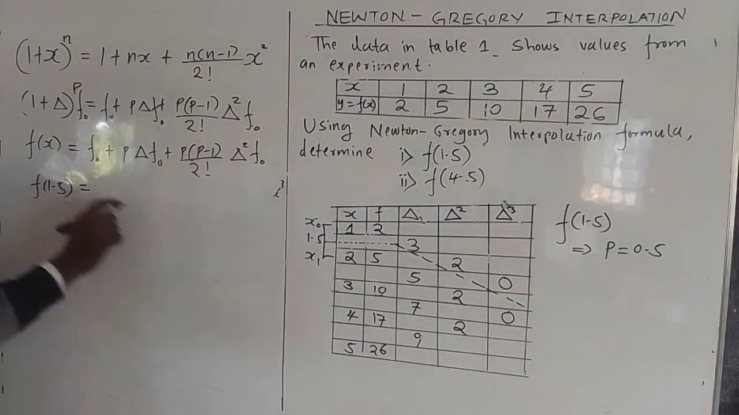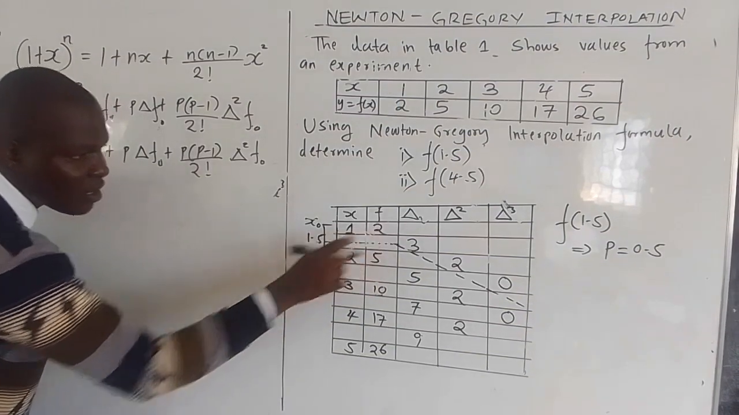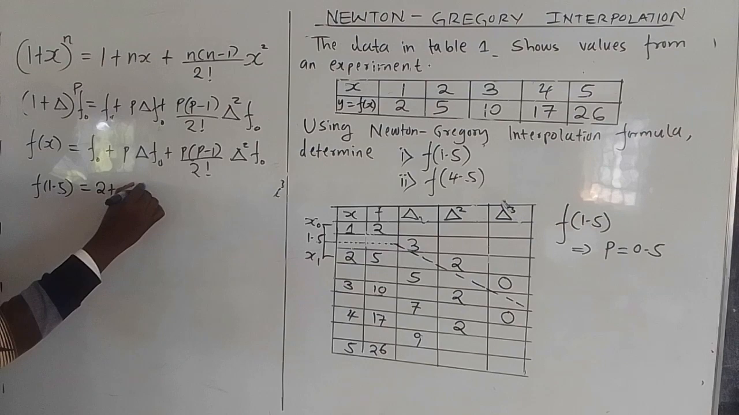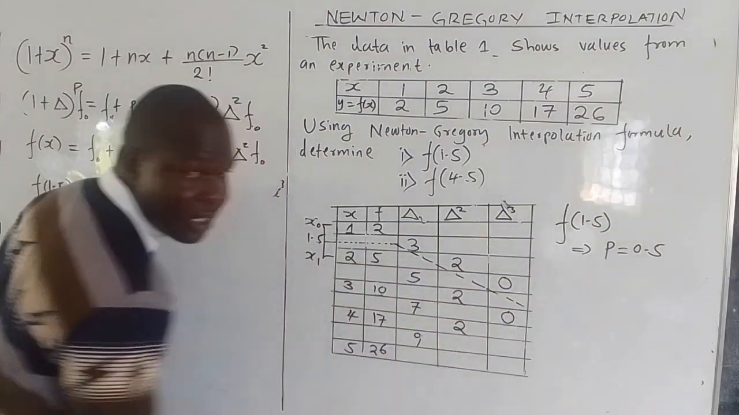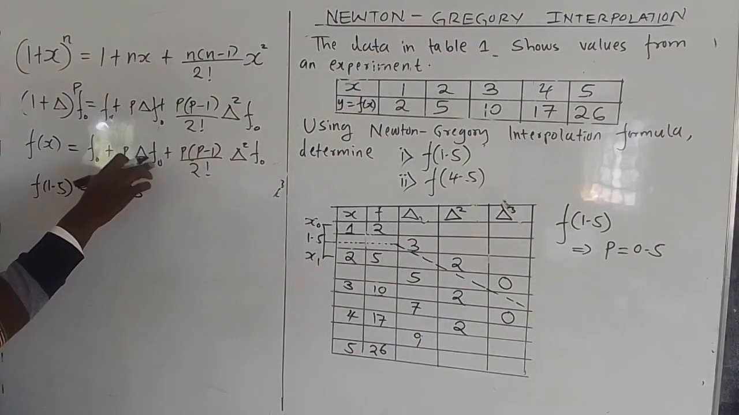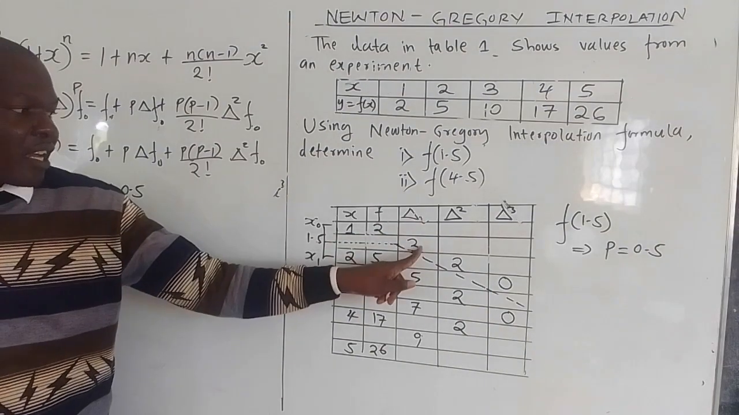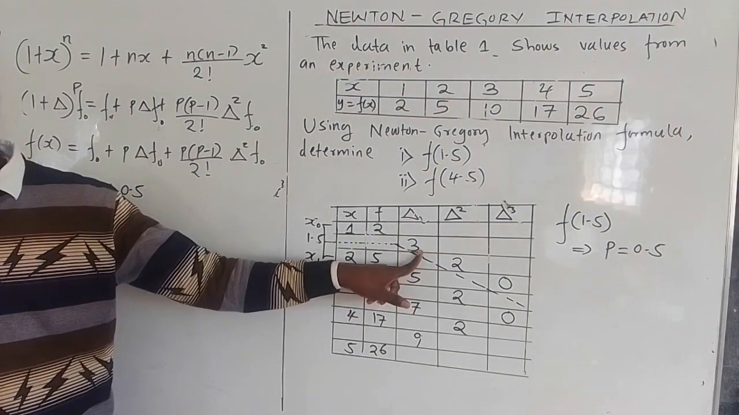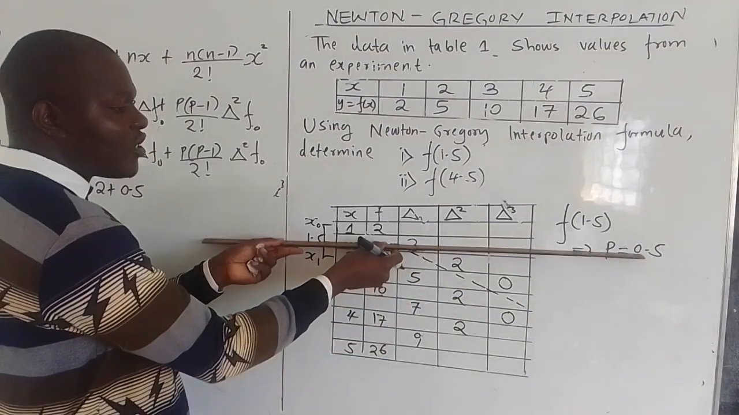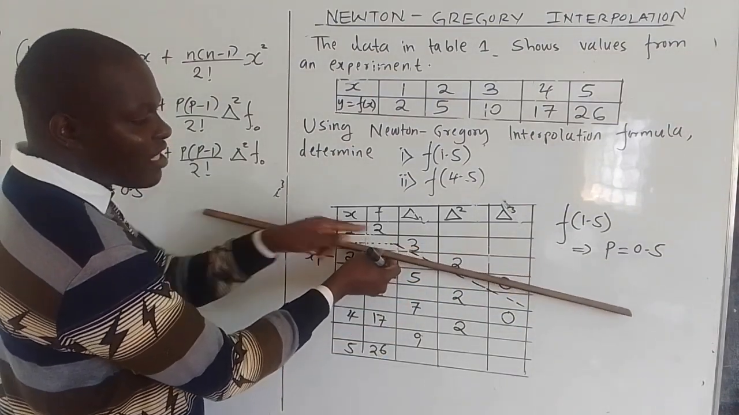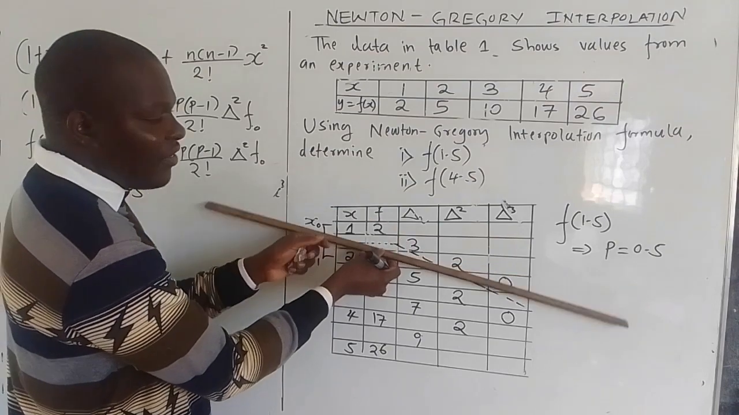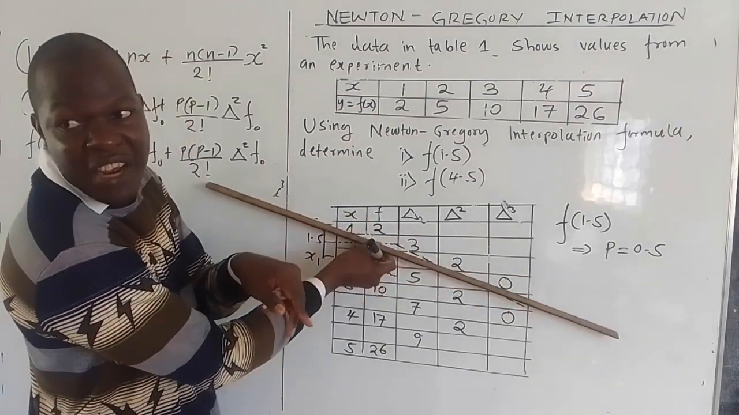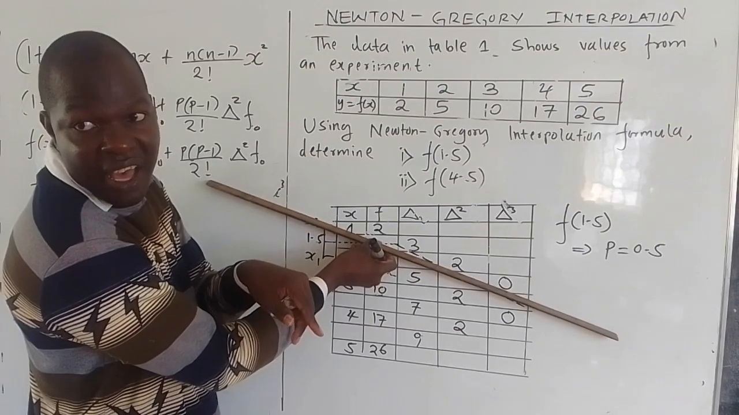So start. What is f naught from your line? You go to your line, it is 2. Then plus, what is your p? You found it is 0.5. Then times delta f naught, the first delta. What is on top there? Remember we were evaluating 0.5 here, so when we move forward, the first value we reach is 3, then the next one is 2. Are you seeing how that ruler is moving? Are we together? Yes.